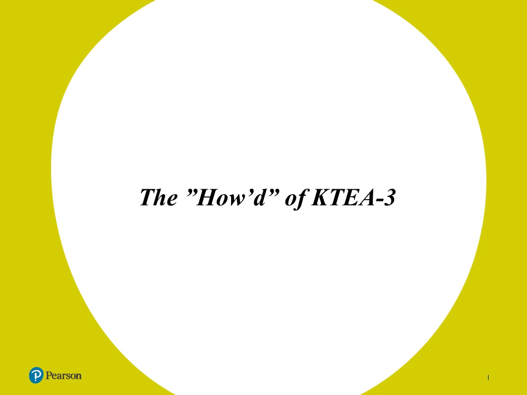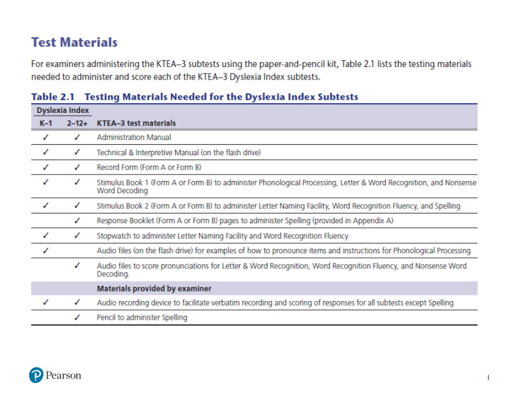So how do you do it with the KTEA-III? Let's look at that real quickly. Here are the test materials. Again, if you have the KTEA-III in your toolkit, you don't need a whole lot more other than the manual. You can see what's included here, which you'll need for the K through 1 kids and the 2 through 12 plus kids. Very similar across both of them, and those are the things that you'll need to compute it and to administer it.